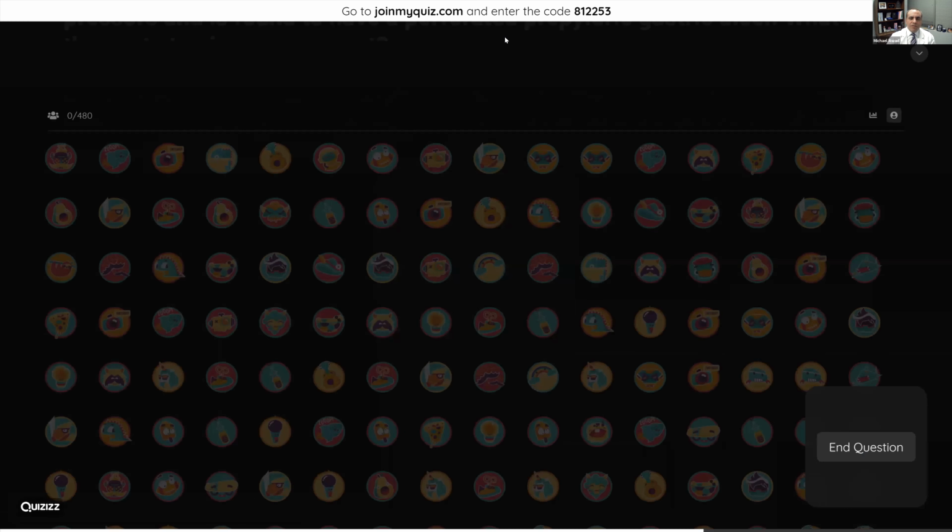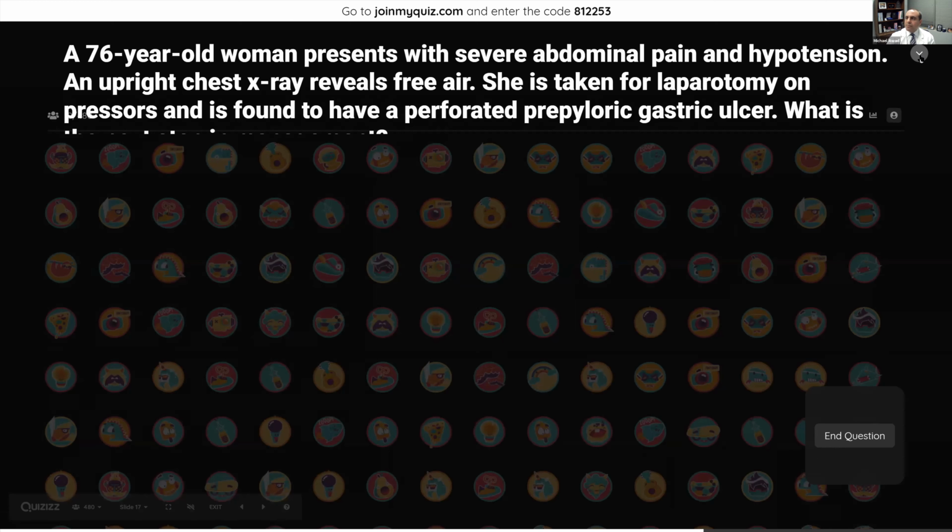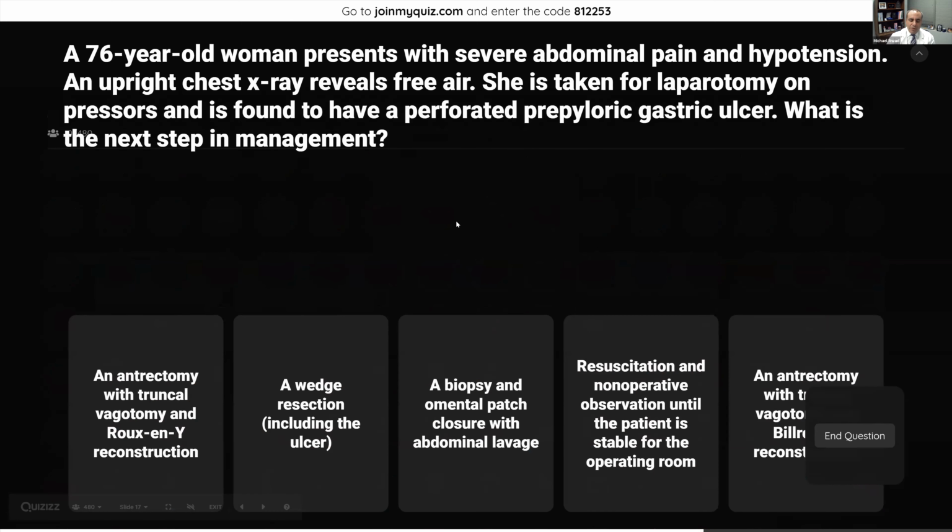And again, if you have any questions, please put it in the Q&A section, and one of the faculty will be happy to answer. All right, next patient, a 76-year-old woman presents with severe abdominal pain and hypotension.